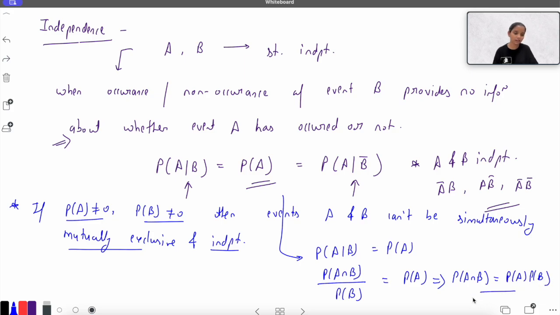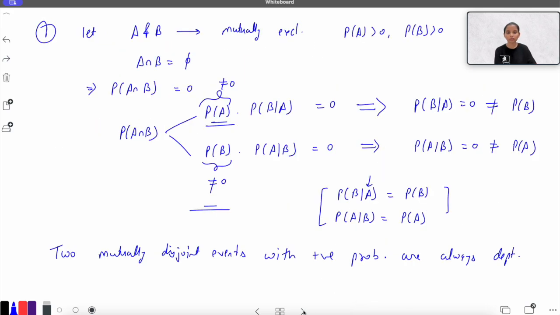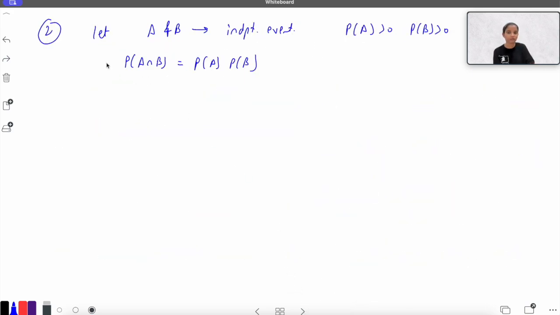So if this condition is satisfied, that the probability of simultaneous occurrence of two events is equal to the multiplication of their individual probabilities, then they are independent. So that's the condition for two independent events. When we are saying that A and B are independent, then they need to satisfy this condition, right?